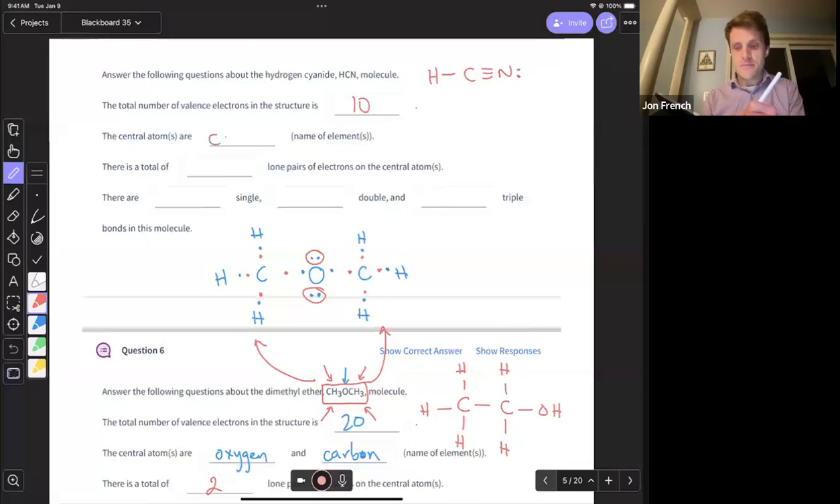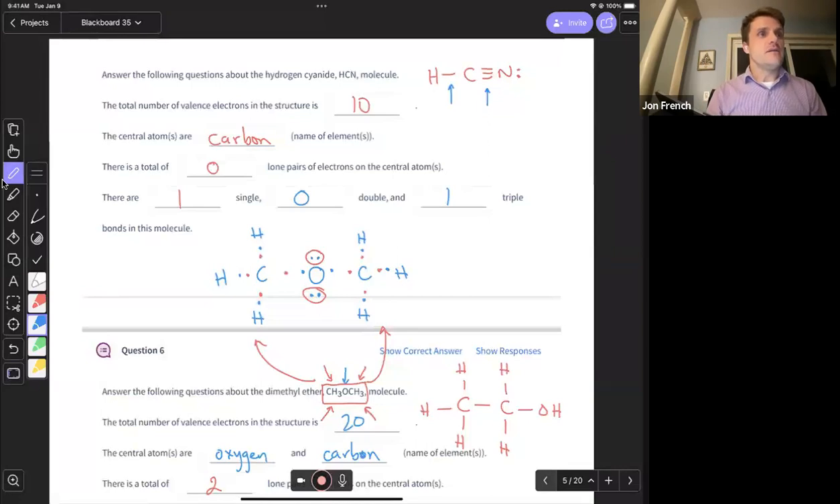Central atom is carbon in this case. Total lone pairs: 0 lone pair electrons on carbon. And then how many single bonds? We've got 1 single bond, the carbon-hydrogen bond right here. We've got 0 double bonds, and we've got 1 triple bond in that molecule for question 5.